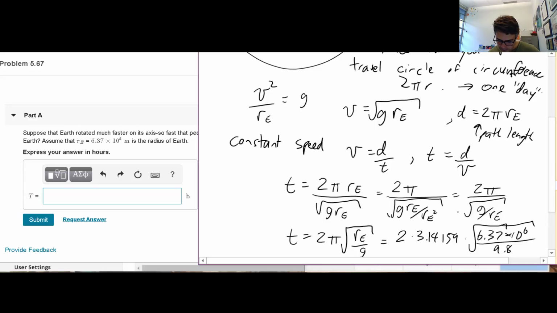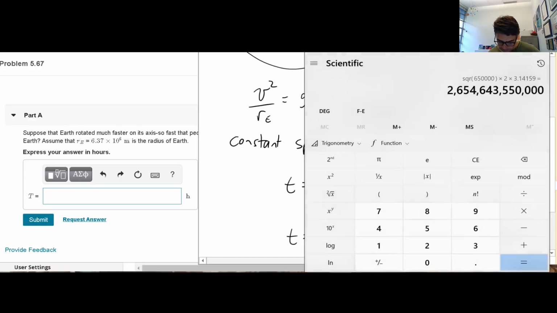How could that be right? Maybe we should try that again. I think I typed something wrong. 6.37 times 10 to the 6 divided by 9.8 equals, square root. Maybe I pressed squared. Square root? Yeah, 800. Okay, good. Times 2 times 3.14 equals 5,000.